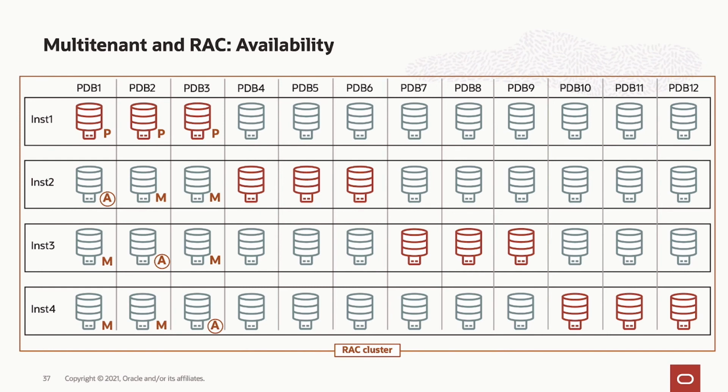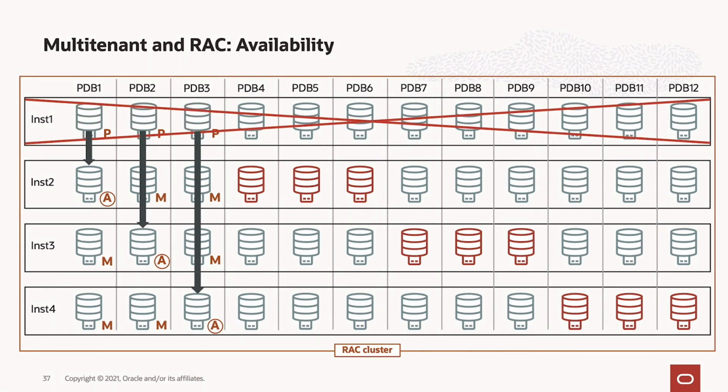For instance, PDBs 1, 2, and 3 each have preferred affinity for instance 1. To spread the burden of a potential node failure across the cluster, each of these PDBs is marked available in a different node, PDB 1 in instance 2, PDB 2 in instance 3, and PDB 3 in instance 4. The M represents the mounted state of each of these PDBs in the other instances. What happens when instance 1 fails? Each PDB that was open on the failed node fails over to the designated surviving node.